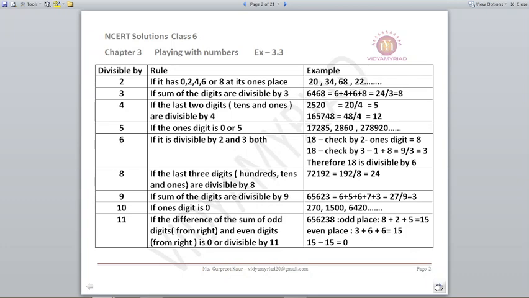Now if we have to find out whether a number is divisible by 2, just look at the ones place. If it is an even number, then it will be divisible by 2.